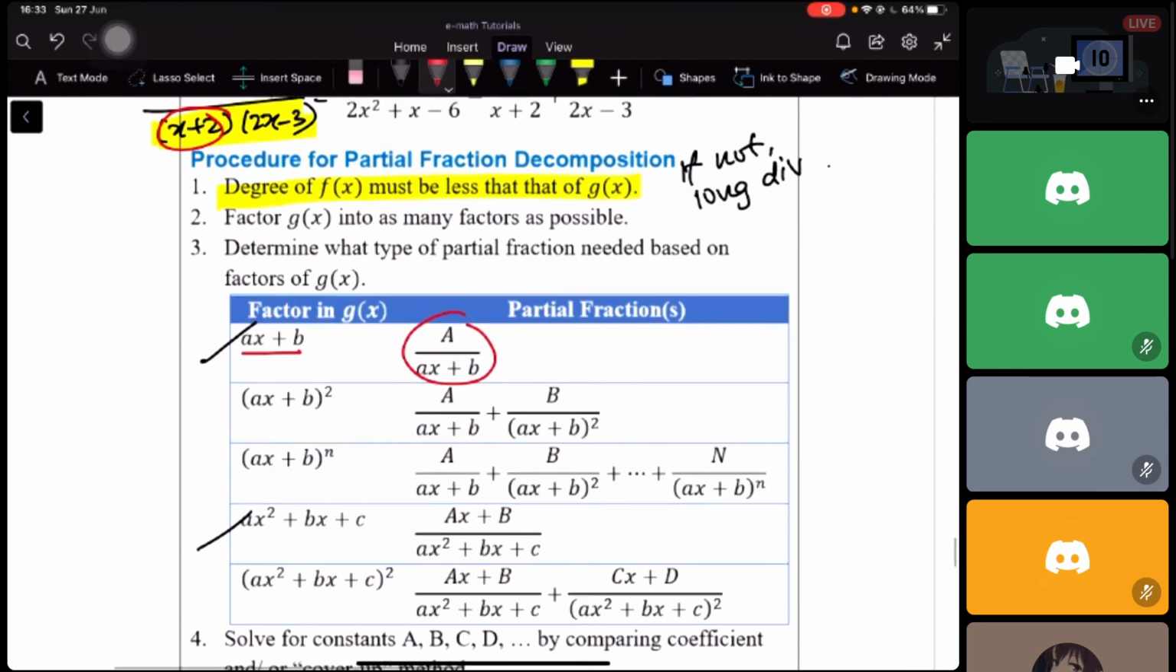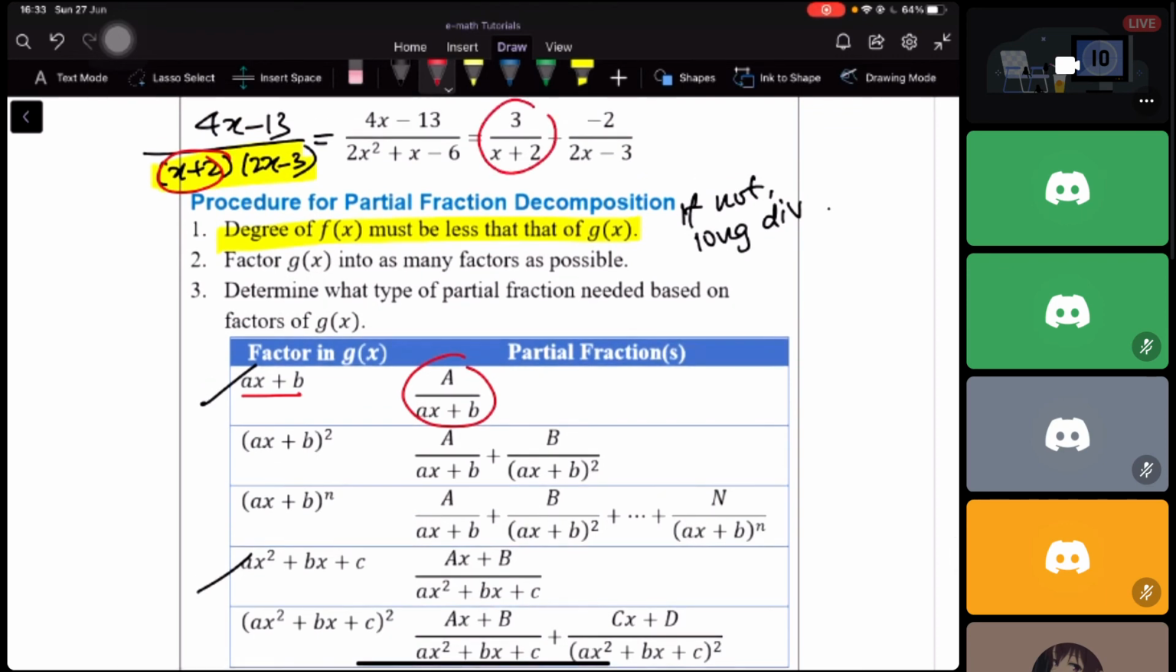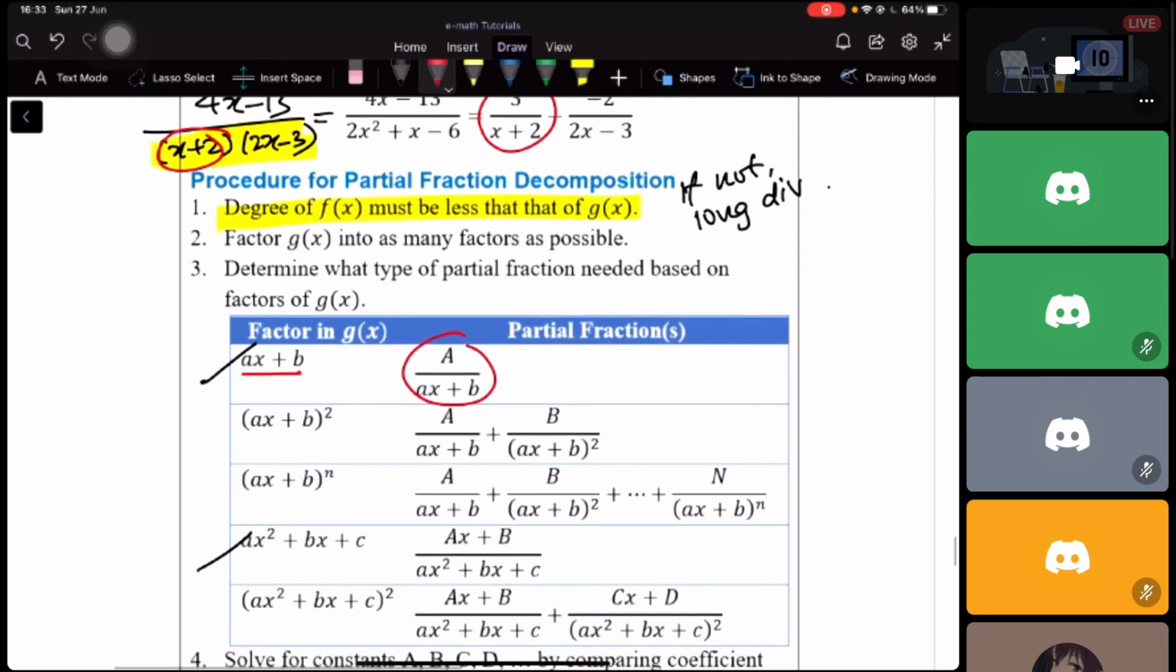Then you create a partial fraction like that: A over ax plus b, where your capital A, capital B, capital C, capital D are all constants. Do you notice that if the degree at the bottom is linear, meaning the degree is 1, the degree on top must be 0? Must be only a constant. You cannot have ax plus b on top. No, this is not the partial fraction that we want.